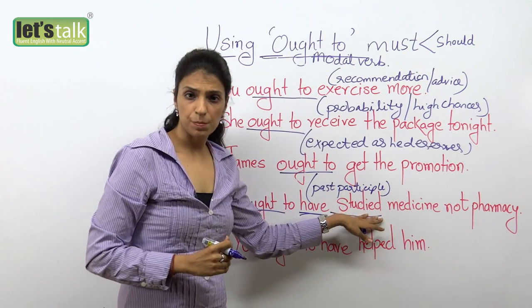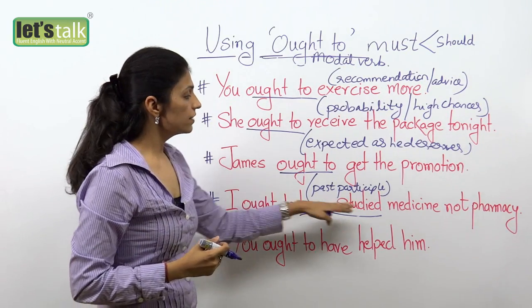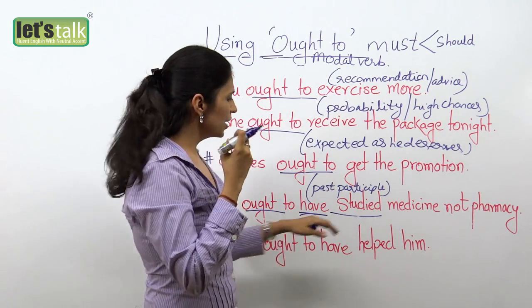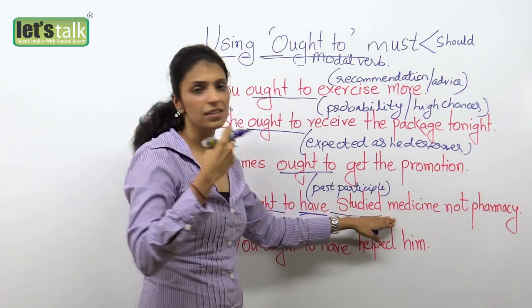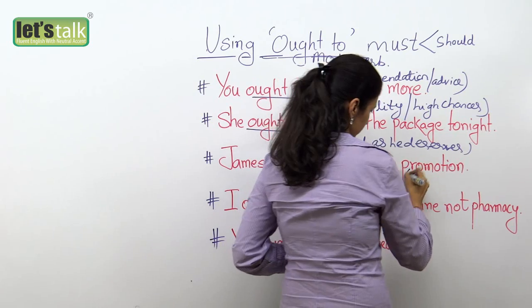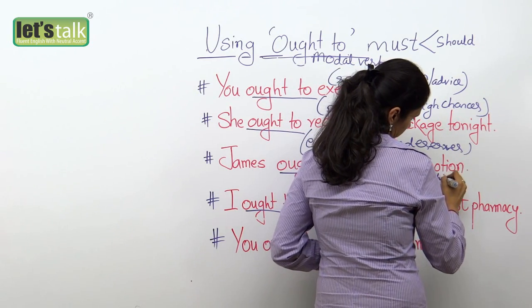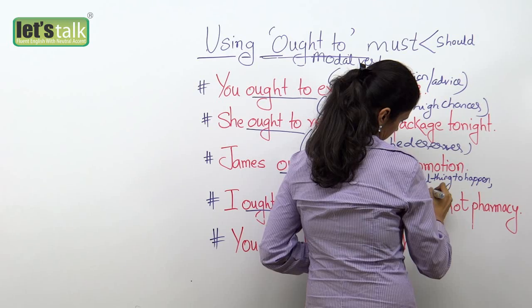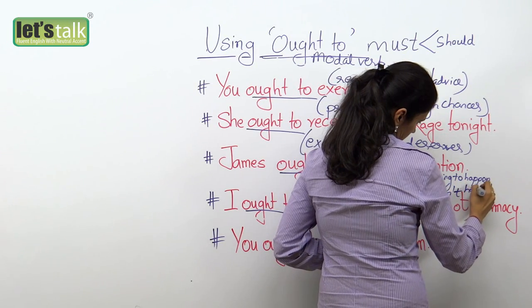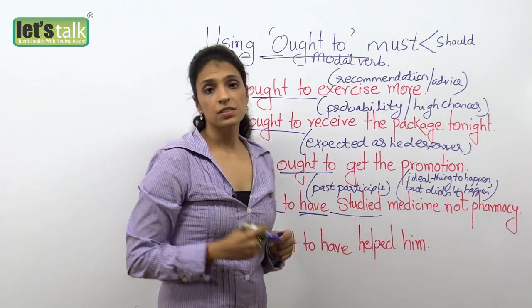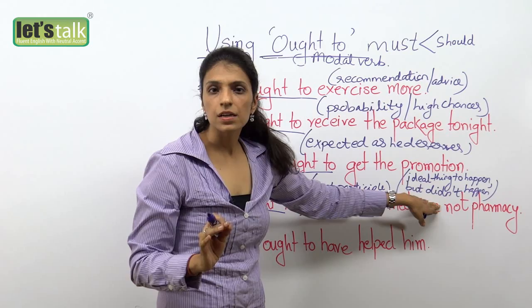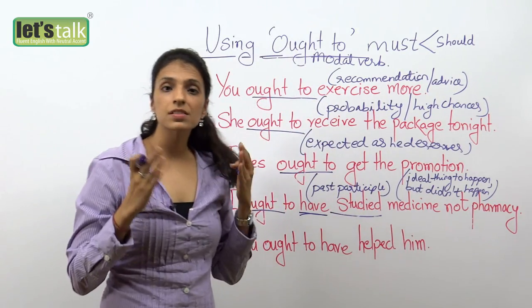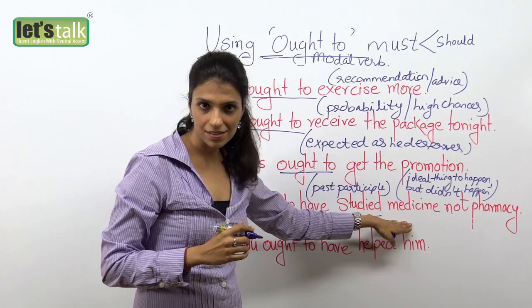Okay. Now why do I put this in the past participle, or what does it mean in the past? I ought to have studied medicine, not pharmacy. That means I have studied pharmacy, not medicine. So it's kind of regret, something that should have been ideal in the past, but it didn't happen. Okay. So there is a sense of regret, something that should have happened in the past, the correct thing or the ideal thing to happen in the past, but it didn't happen. That means I have studied pharmacy and now there is a sense of regret and I say I ought to have studied medicine, not pharmacy.